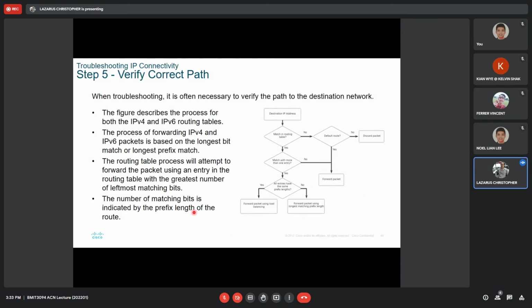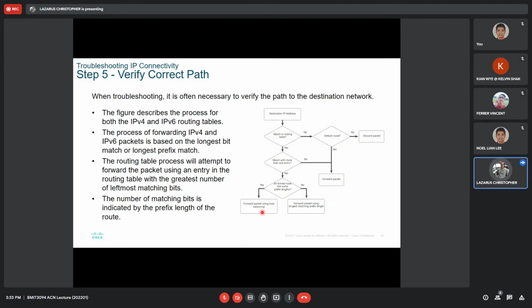So is there a match in the routing table? No. Is there a default route? No: discard the packet. If there's a default route, yes: forward the packet. Match in routing table, yes. Match with more than one entry, yes. All entries have the same prefix length, yes. Then load balancing is used.